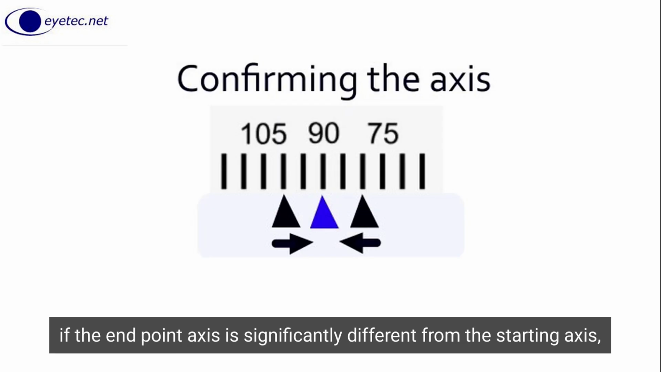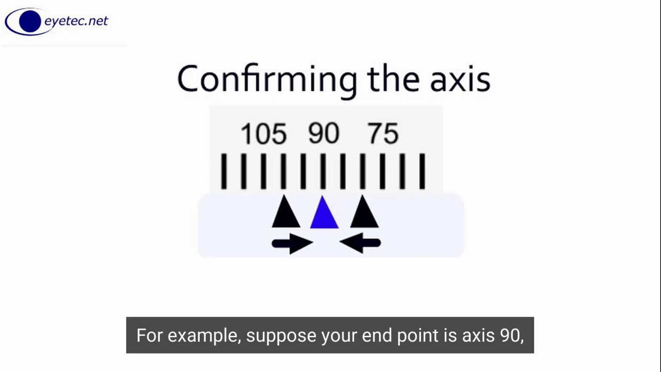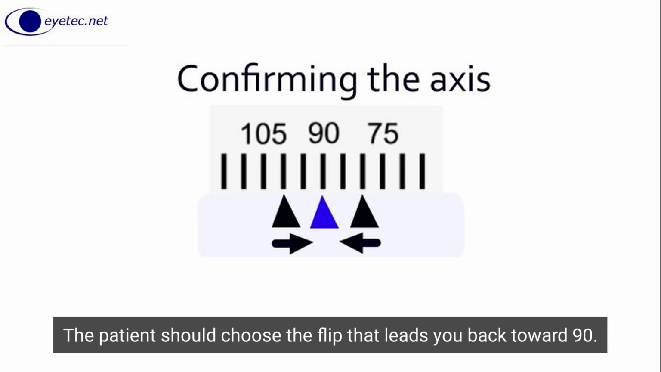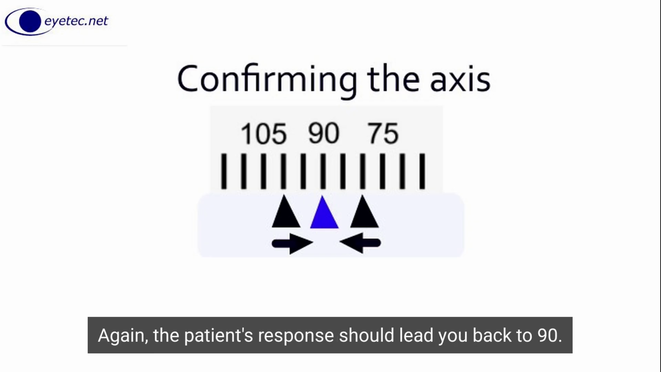If the endpoint axis is significantly different from the starting axis, you can double-check your work by rotating off-axis in each direction and testing again. For example, suppose your endpoint is axis 90. Rotate the axis dial to 80 and retest better 1 or better 2. The patient should choose the flip that leads you back toward 90. Now move the axis to 100 and test again. Again, the patient's response should lead you back toward 90.